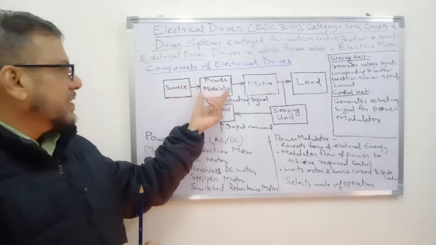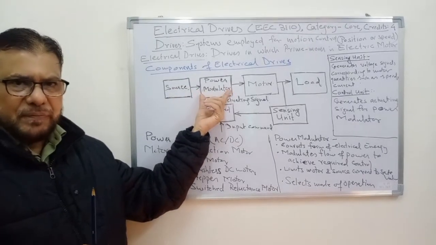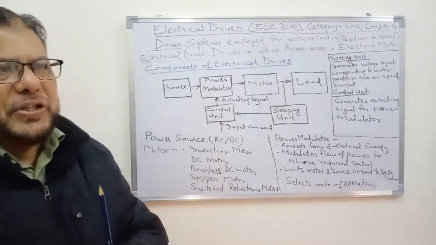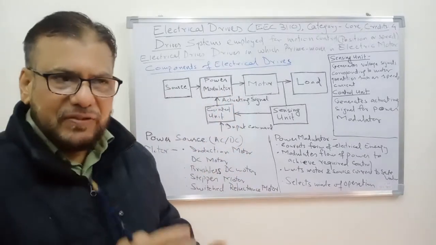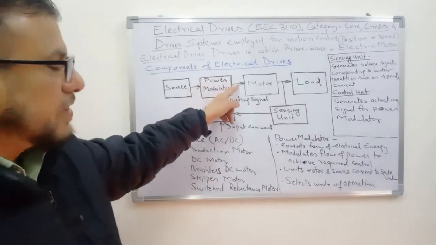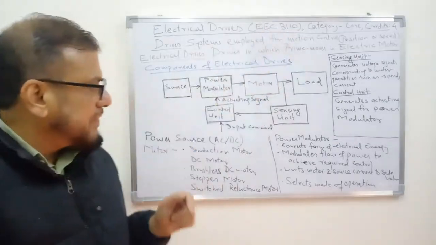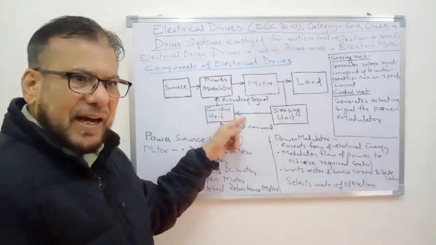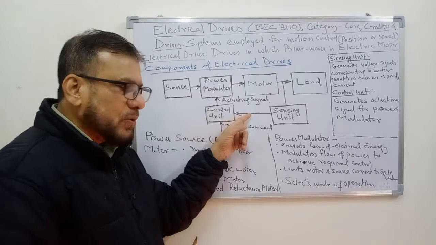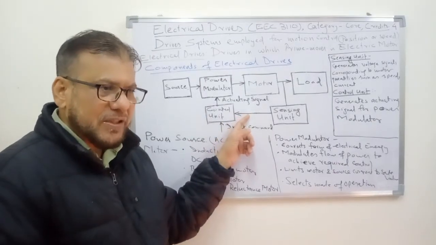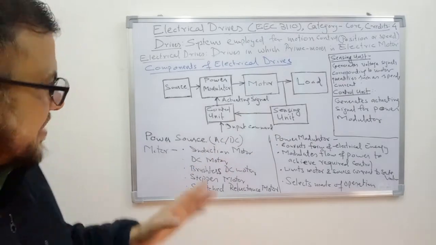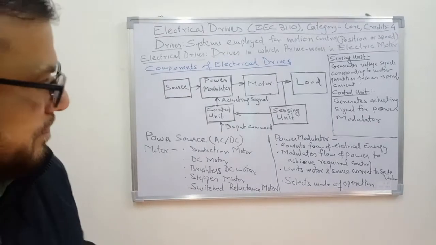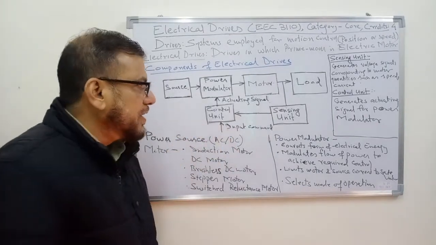For example, if it is a DC converter or chopper, it will give a command to increase the duty ratio of the chopper. If the duty ratio increases, the voltage will increase here, the motor's speed will increase, and the signal coming out from the sensing unit will increase. And when the input command becomes equal to the actual speed, then the changes will stop, and thereafter the motor will run at a constant speed of 1000 rpm. So this is the function done by the control unit.